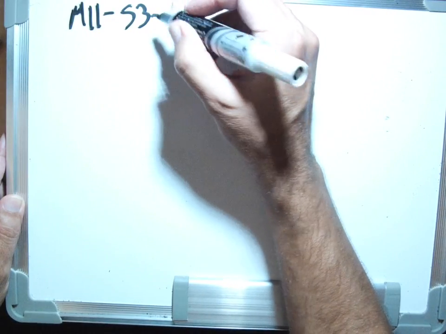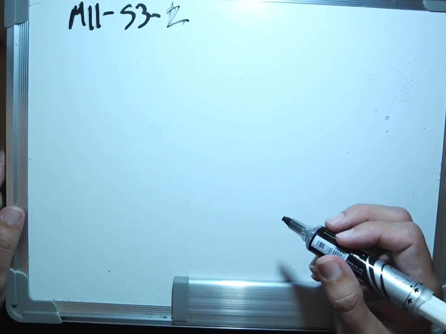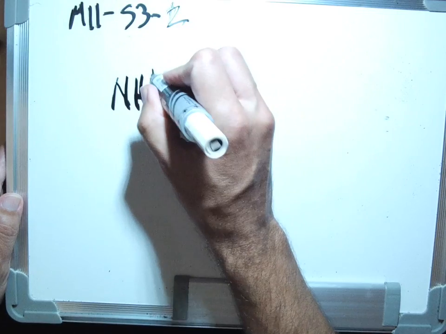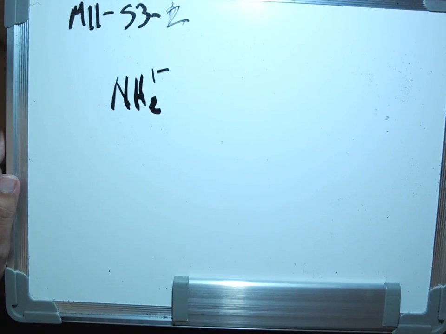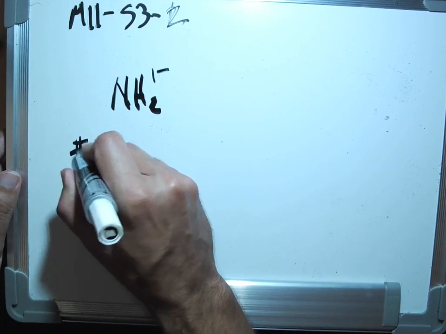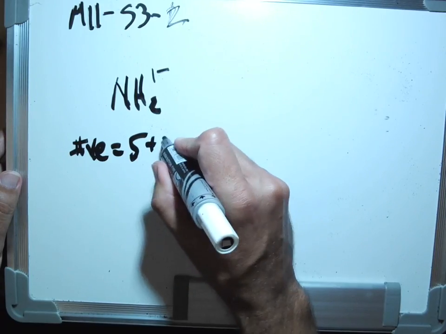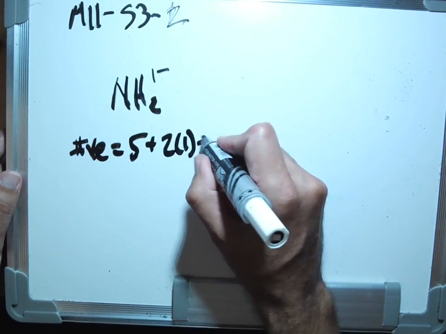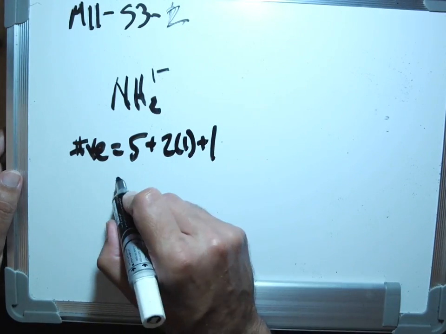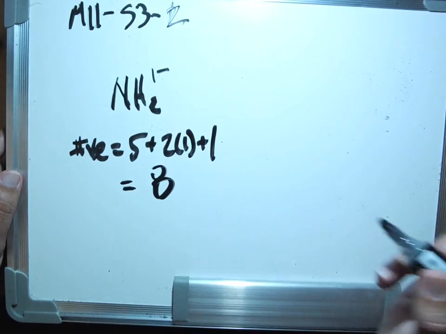Question 2 from problem set 3. And here we are going to do the amide anion NH2 minus 1. Let's see how many valence electrons we're going to have available. We got nitrogen in group 5. We've got 2 hydrogens plus the 1 more to impart that minus 1 charge. We sum up all of those valence electrons and we see that we have 8.